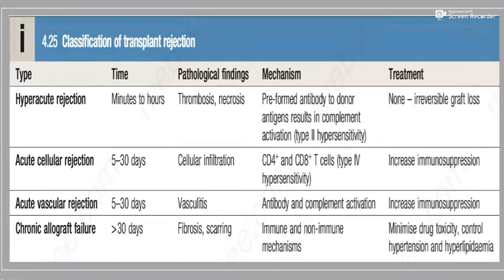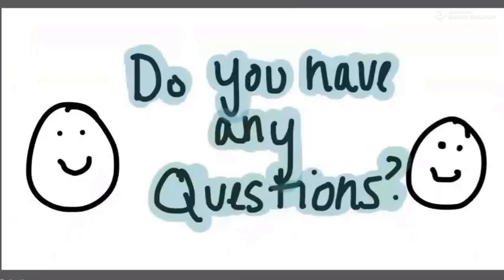Chronic is more than 30 days, with fibrosis and scarring. As we said, there are multiple mechanisms, immune and non-immune. We should control the precipitating factors. Increasing immunosuppression will have no result here. So if we have drug toxicity, we should minimize drug toxicity. If we have hypertension, we should control hypertension. If you have hyperlipidemia, control hyperlipidemia, etc.